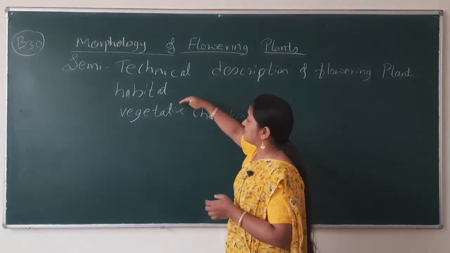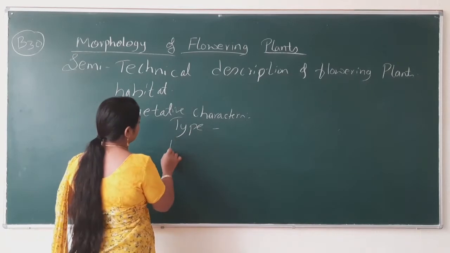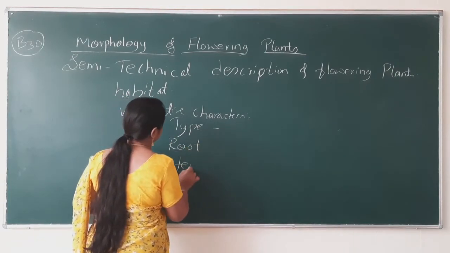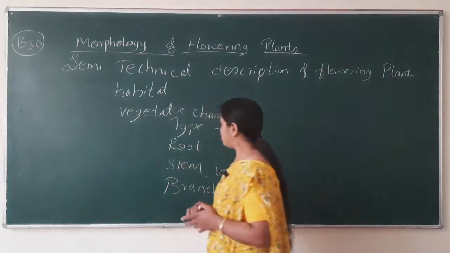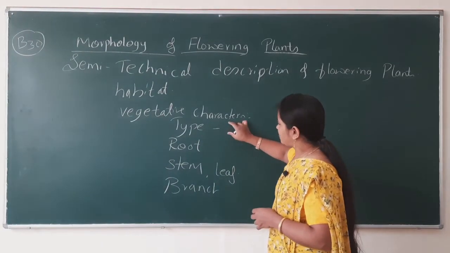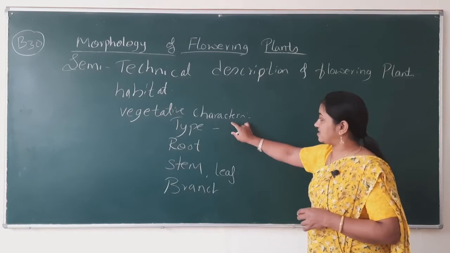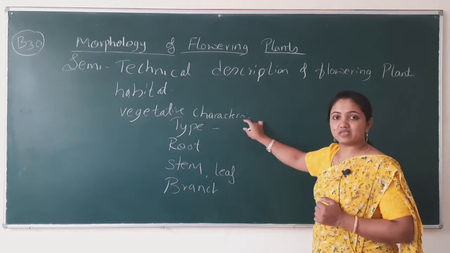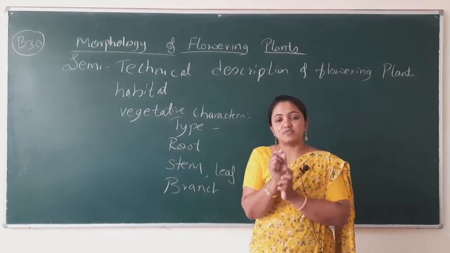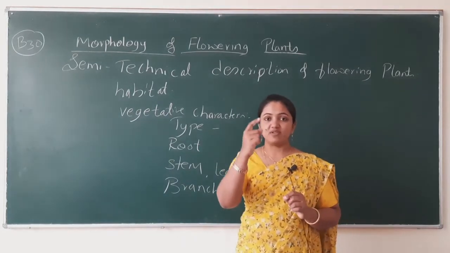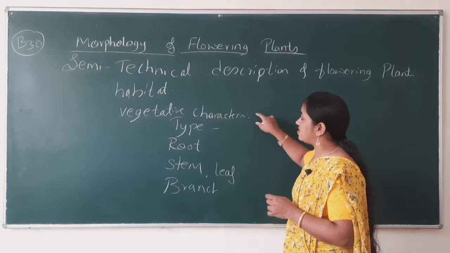After the habitat, you start writing about the type of plant, and about the root, stem, branches and leaf. If it is a climber, you mention that the plant is a climber. If it is an herb, you write that the plant is an herb. If it is a shrub, you write that it is a shrub. Besides herb, shrub or tree, if it has some other character, like sometimes the stem will be hollow in nature, meaning it has a cavity inside the stem, you can write that specific description in the vegetative characters.